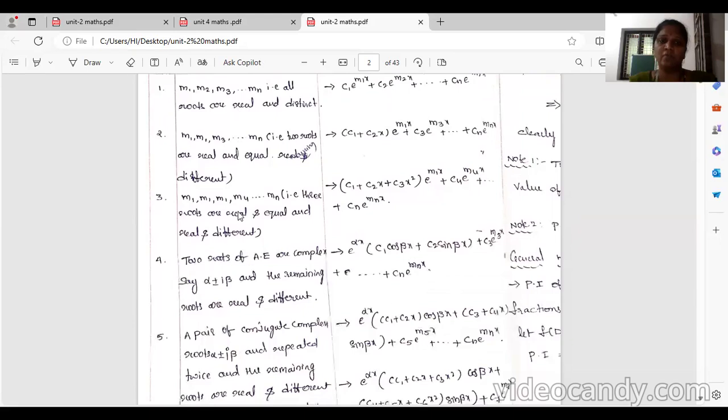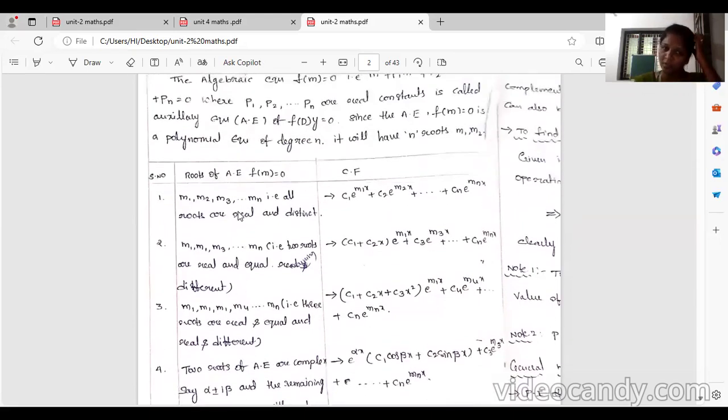The solution depends on the roots of the auxiliary equation F(m) = 0. The first case is when all the roots, the equation F(m) = 0 having n roots, all n roots m1, m2, m3 and so on mn, are real and distinct. Distinct means different. All n roots are real and distinct.